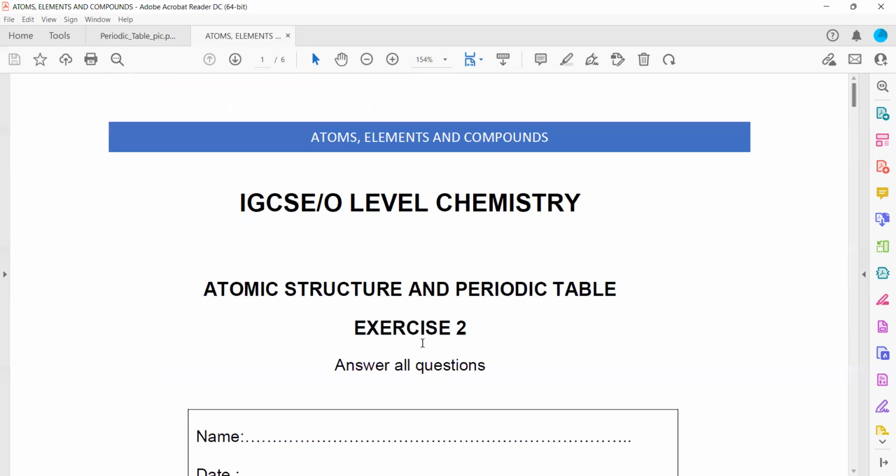Any other doubt from this exercise too? Atomic structure and the periodic table? No.